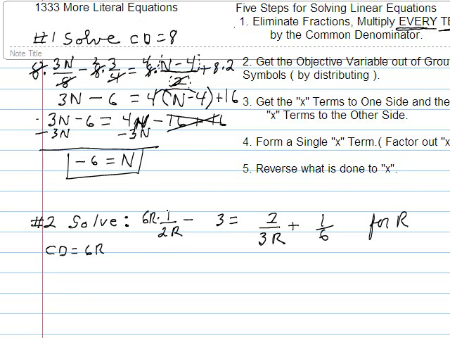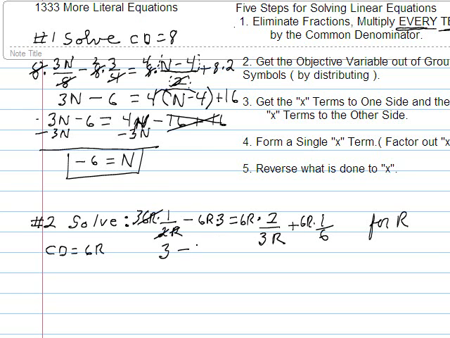So times 6r, times 6r, times 6r, and times 6r. And in the first term, the r cancels the r. The 2 cancels the 2 and leaves a 3. So all I have left from the first term is 3. Now the second term has no denominator. We still have to multiply it by 6r. But since there's no denominator, there's no canceling.